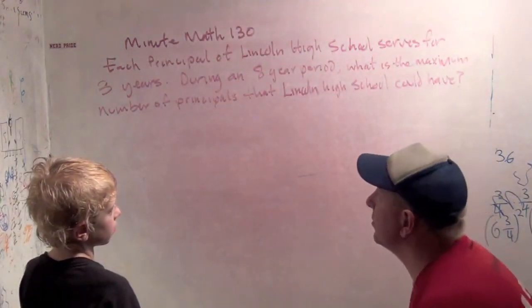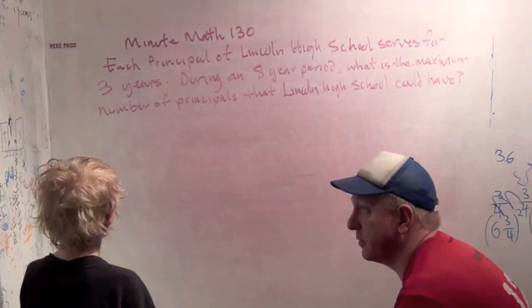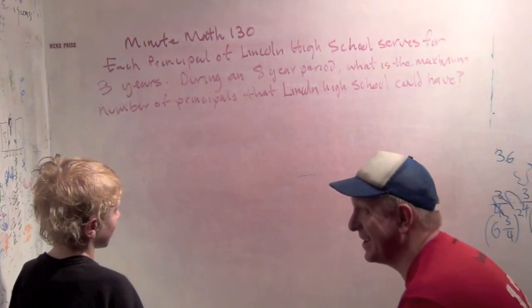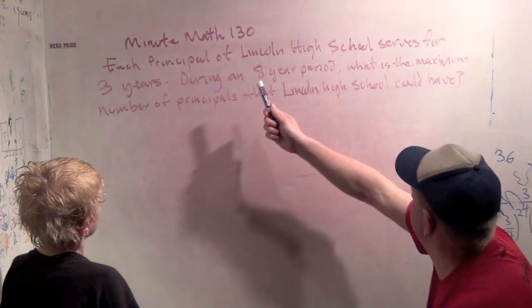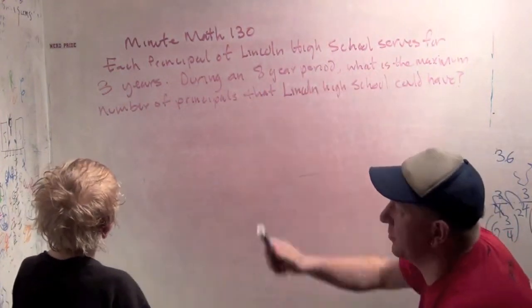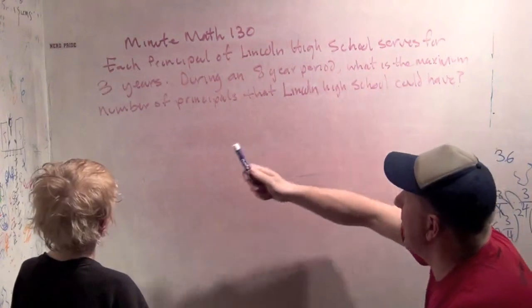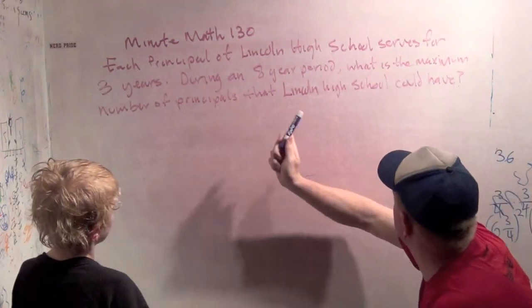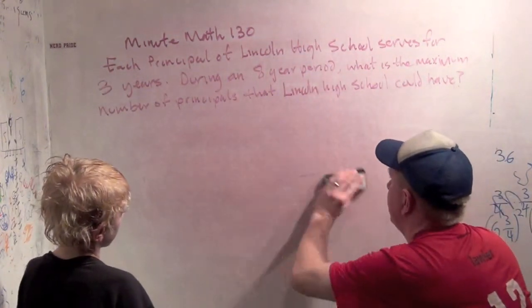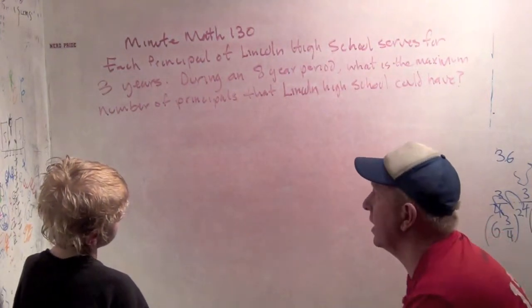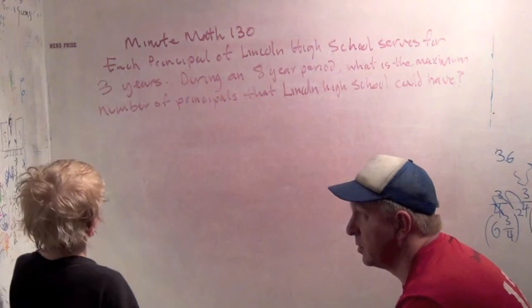And we're gonna do a really cool problem from the Mathematical Association of America's MinuteMath page. Are you ready? You excited? Alright. Each principal of Lincoln High School serves for 3 years. During an 8-year period, what is the maximum number of principals that Lincoln High School could have? Do you understand the problem? Okay, how do you want to think about this problem?